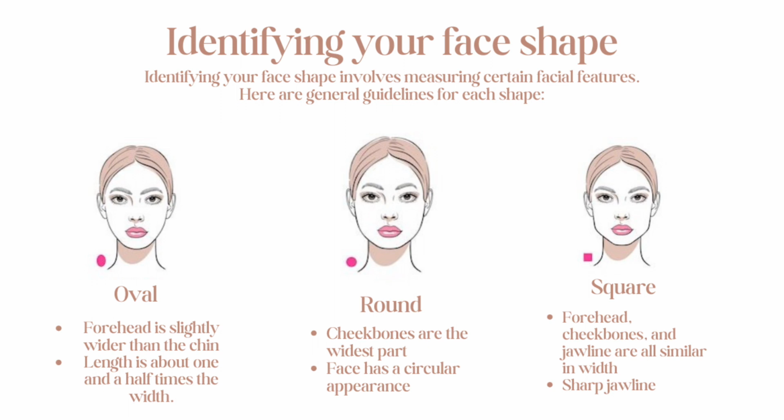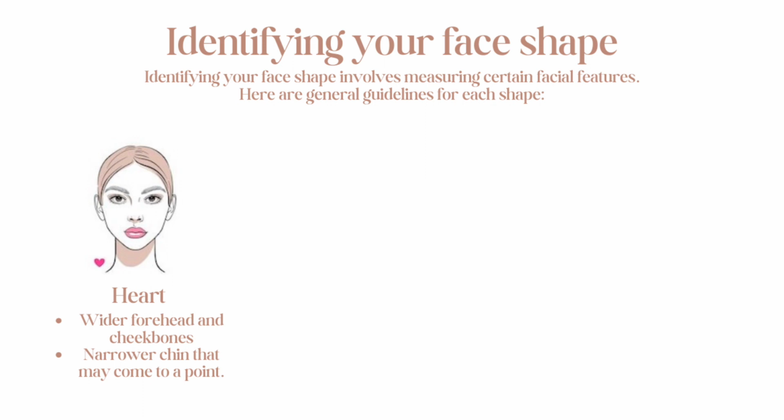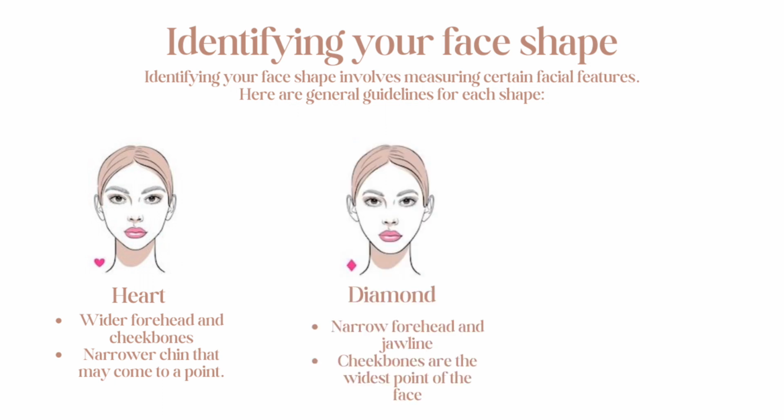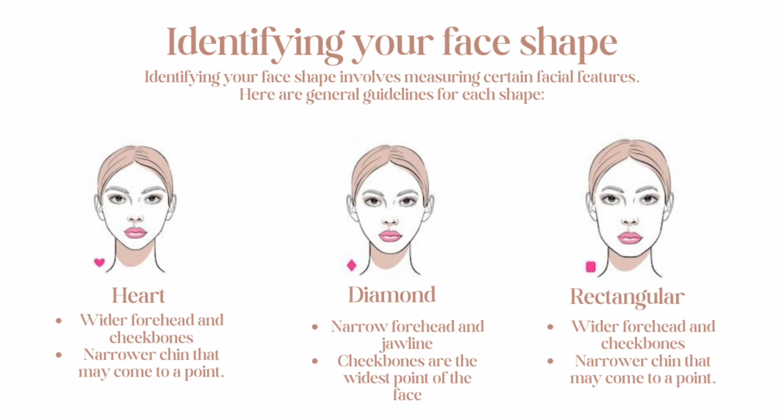Square face shapes have a forehead, cheekbones, and a jawline that are all similar in width, and the angle of the jaw is sharp. A heart face shape has a wider forehead and cheekbones with a narrower chin that may come to a point. Diamond face shapes usually have a narrow forehead and jawline, with cheekbones being the widest part of the face. A rectangular facial shape is usually characterized by its forehead, cheekbones, and jawline being relatively similar, but the face is longer and the jawline may have a gentle curve.